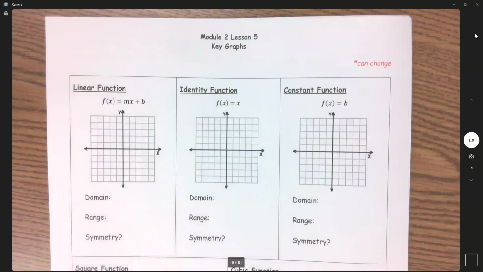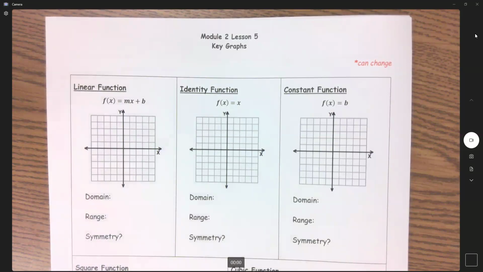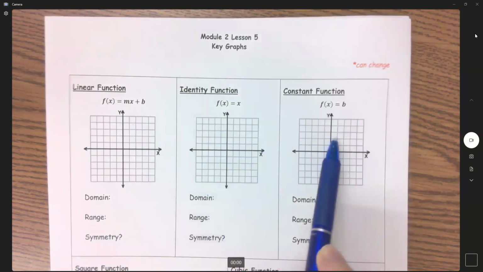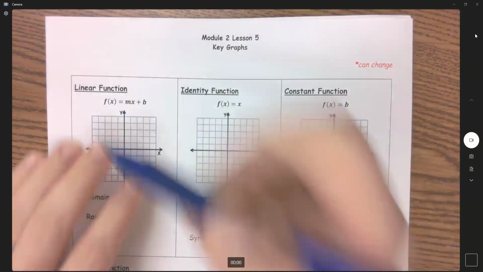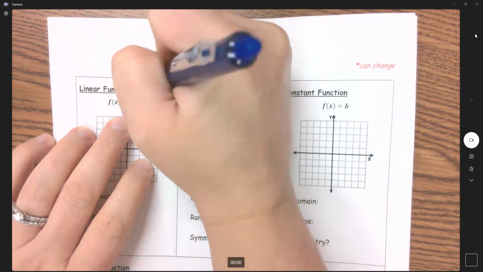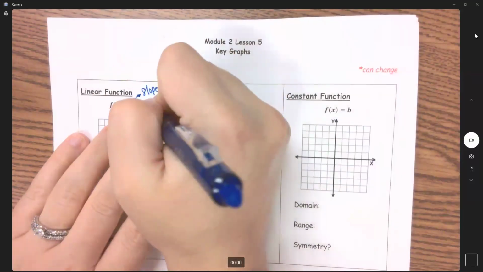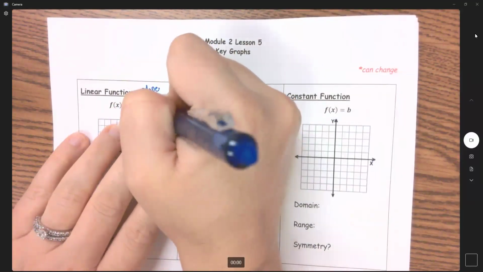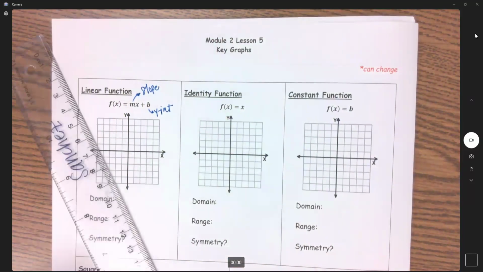We're going to start off talking about the key graphs that we should already be familiar with, which are your linear functions. And then your special cases of linear functions are the identity function and the constant function. So when we have a linear function, that is in our mx plus b, which if we remember, that m stands for my slope, and this b is my y-intercept.